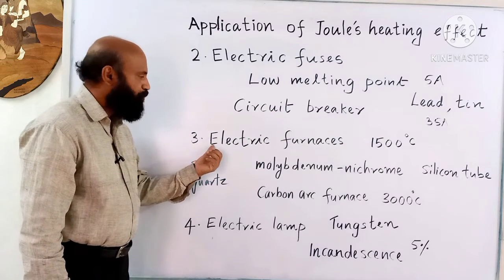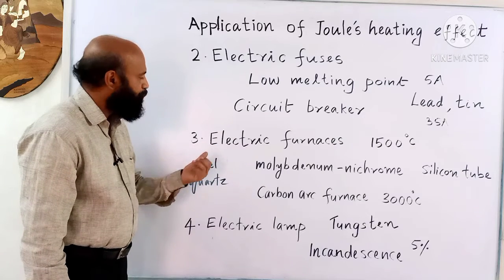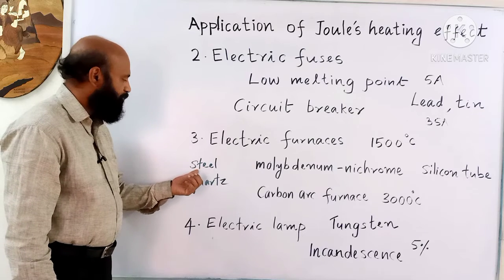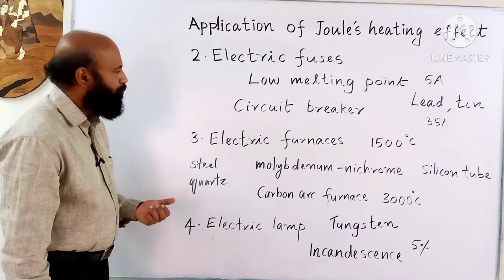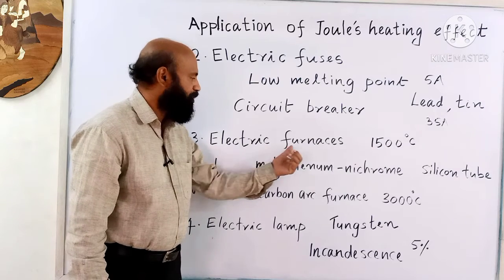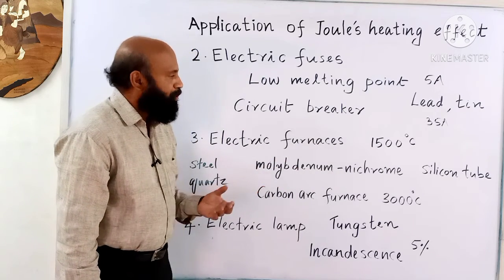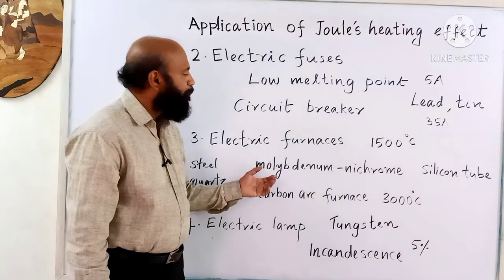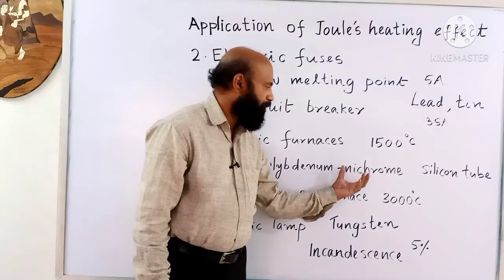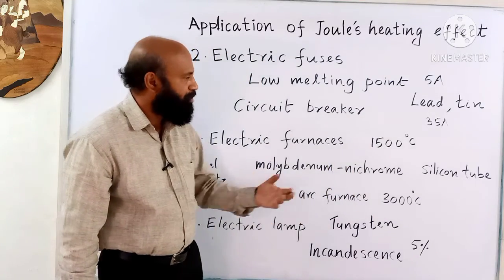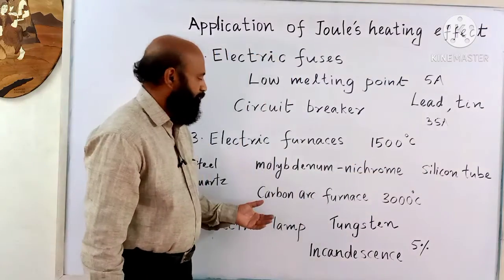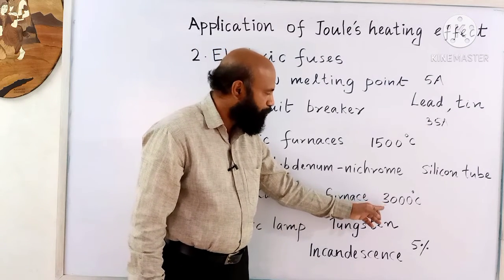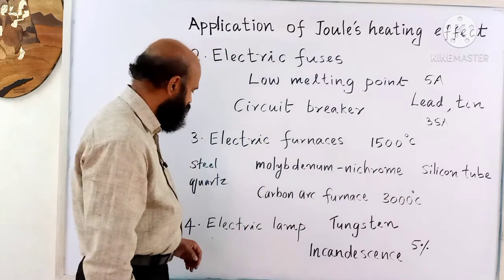Then the next use is electric furnaces. To manufacture technologically important materials like steel and quartz, we need electric furnaces. To get a temperature of 1500 degrees Celsius, molybdenum nichrome wire is wound on a silica tube. Carbon arc furnaces can produce heat up to 3000 degrees Celsius.